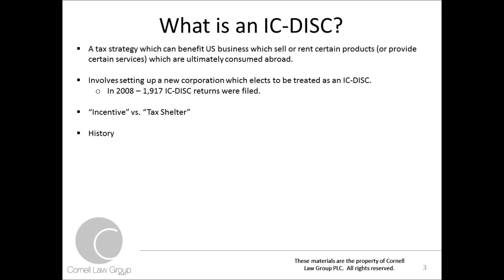So a little bit of a brief history lesson about these. The DISC, and that's without an IC, rules were enacted in 1971 as an export incentive. The original rules allowed qualifying taxpayers to set up a new corporation, elect to treat it as a DISC, and then, as we've said, basically divert a portion of their export profits into this DISC. And by qualifying as a DISC, the new company was exempted from tax on its income.